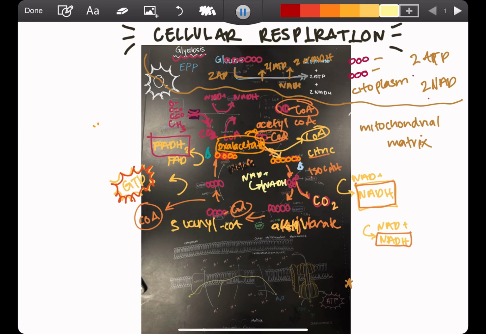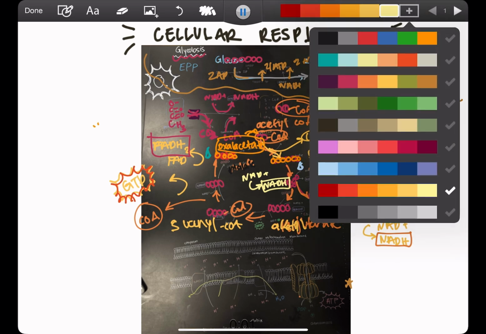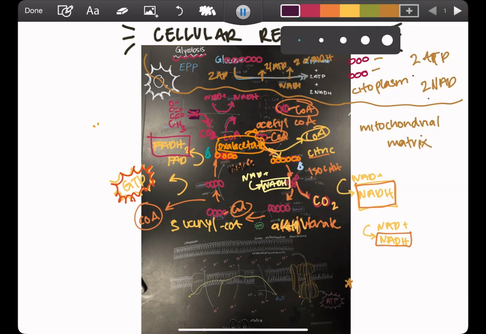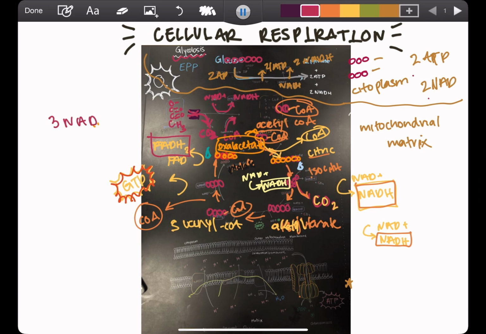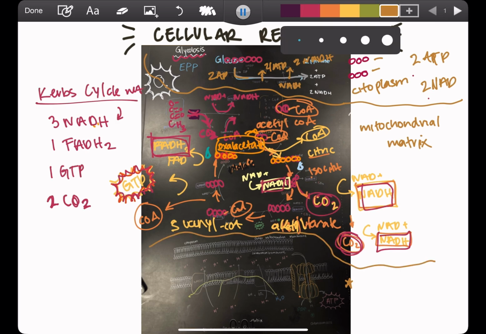This step is the final step of the Krebs cycle, and because the oxaloacetate is the same molecule as at the beginning of the Krebs cycle, it just repeats. In summary, the products of the Krebs cycle will be 3 NADH, 1 FADH2, 1 GTP, and 2 carbon dioxide.